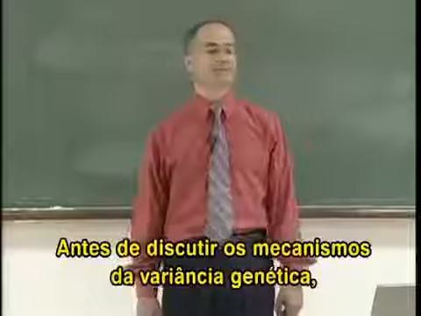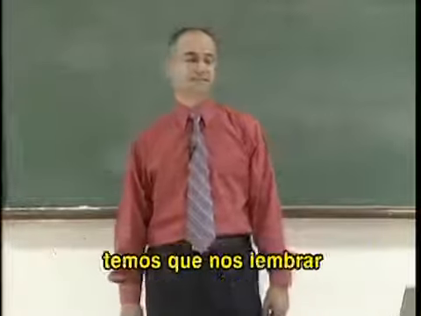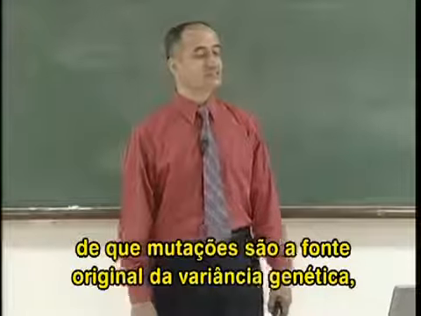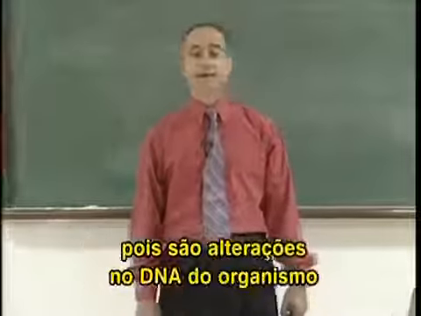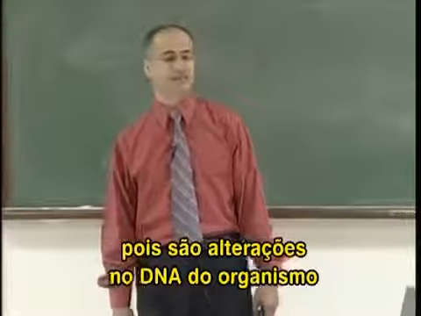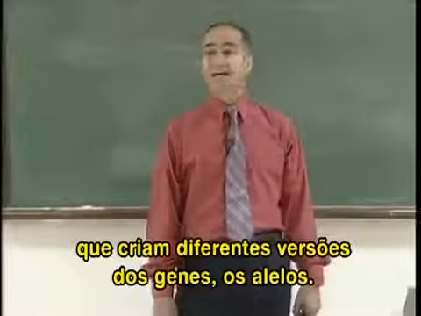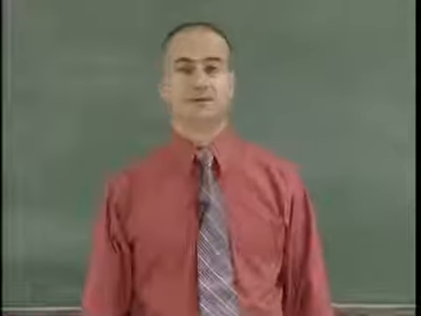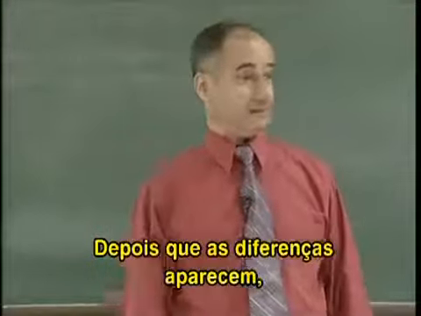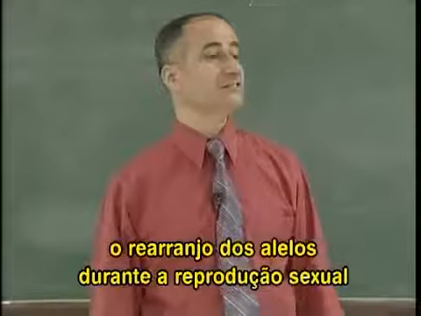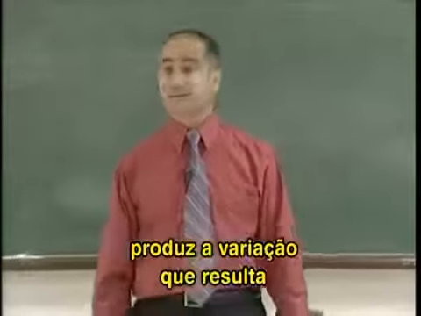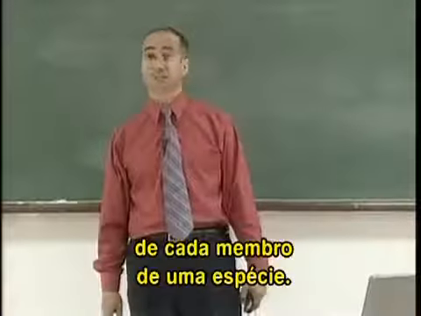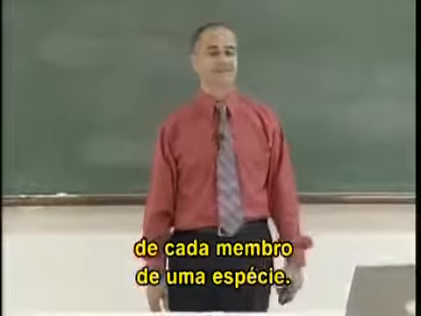Before we discuss the mechanisms that lead to genetic variation, we have to remember that mutations are the original sources of genetic variation, as mutations are changes in the organism's DNA that create different versions of the genes, the alleles. Once these differences arise, reshuffling of alleles during sexual reproduction produces the variation that results in each member of a species having its own unique combination of traits.